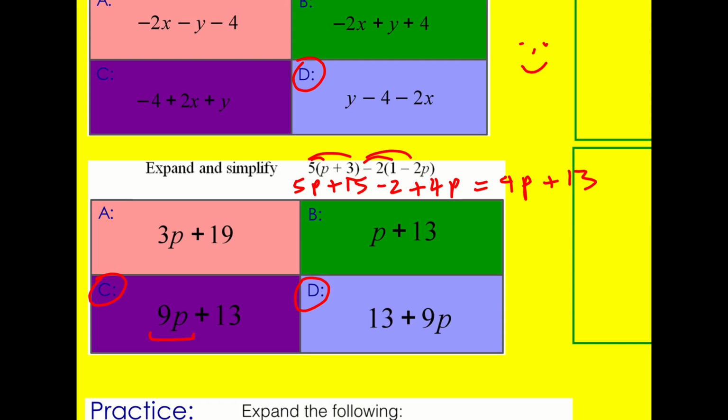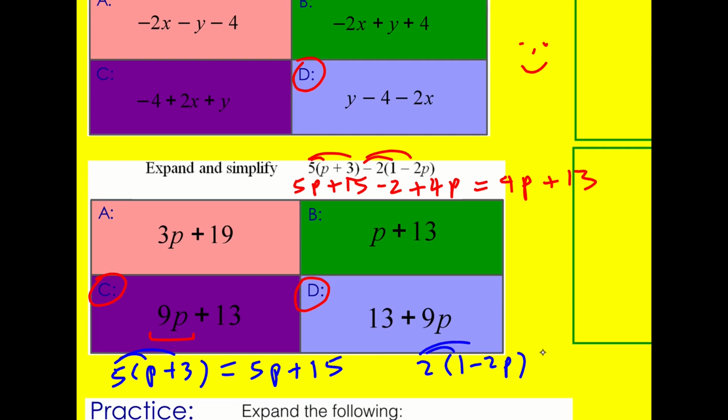Method two, I'm going to briefly talk about this. I really like method one, and I would always go with that. But if you don't, I just want to talk through this one as well. So method two is to basically expand them separately. So I'm going to get 5p plus 15 here, and then I'm going to expand 1 minus 2p. I'm forgetting the negative for the moment, and that's going to give me 2 minus 4p. And then if I want to subtract them, it's going to become 5p plus 15 minus 2 minus 4p.